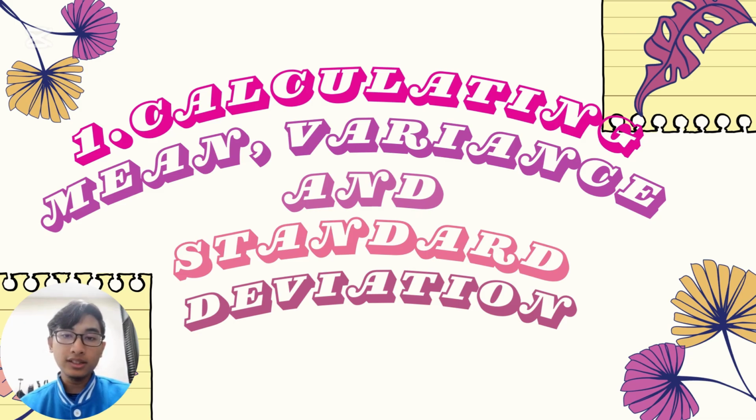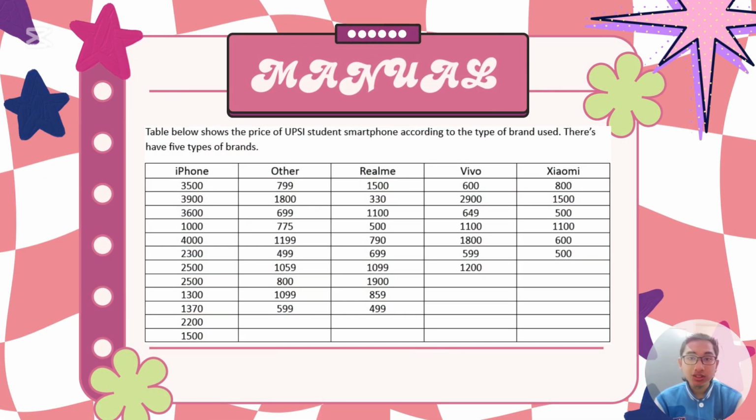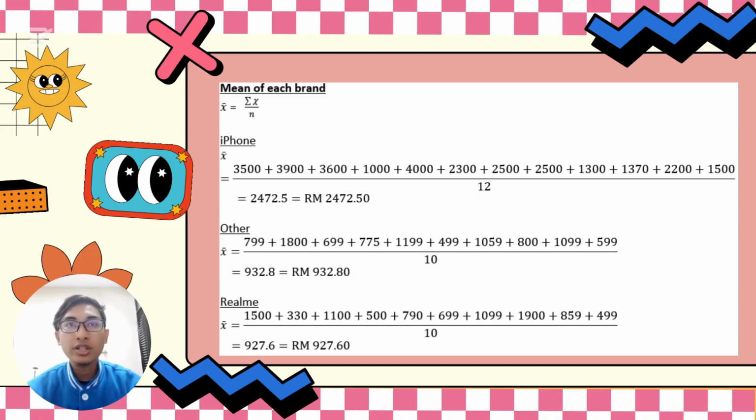For the first part of our analysis, we search for the mean, variance, and standard deviation. This is the result of our calculation. So this is the result of our Google Form. For our first one, we search for the mean of each brand using the formula Σx over n, where Σx is the sum of price for each brand, and n is the number of respondents that use that particular brand. So for iPhone, we got 2,472 ringgit and 50 cents. For others, we got 932 ringgit and 80 cents. And for Realme, we got 927 and 60 cents.